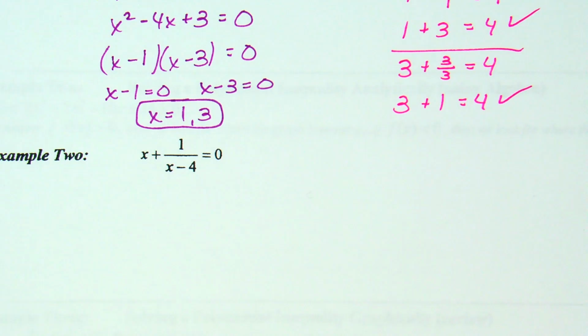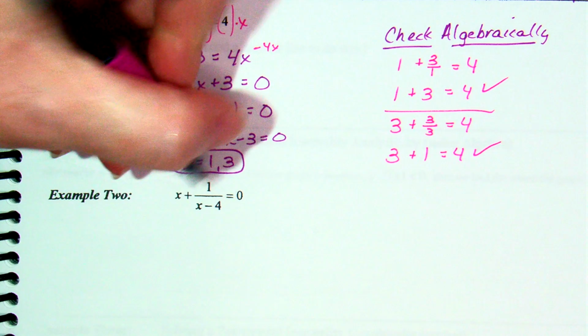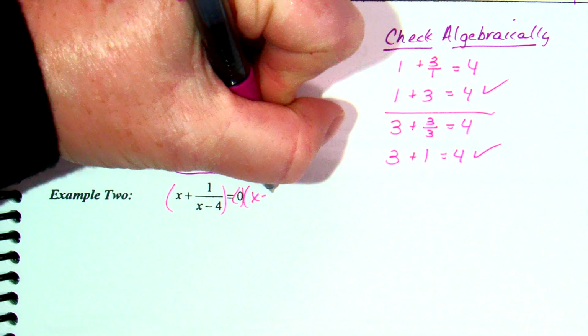X plus 1 over x minus 4 equals 0. What is step 1? Okay, get rid of the denominator would be in your best interest. How do I get rid of that denominator of x minus 4? We want to get rid of the denominator of x minus 4. We're going to multiply by x minus 4.